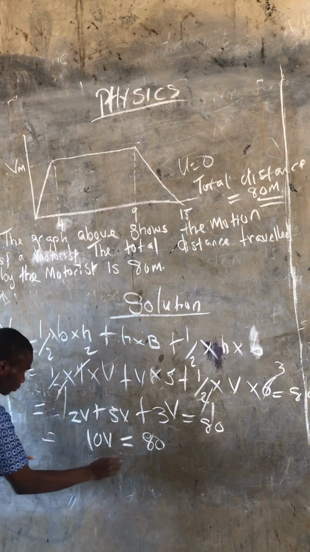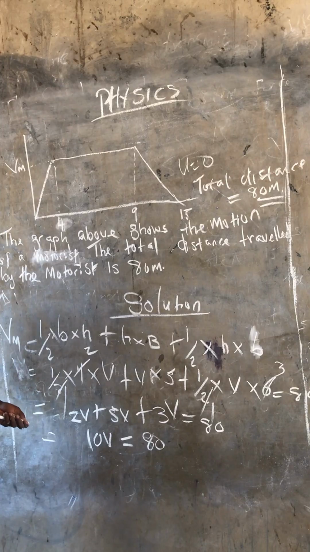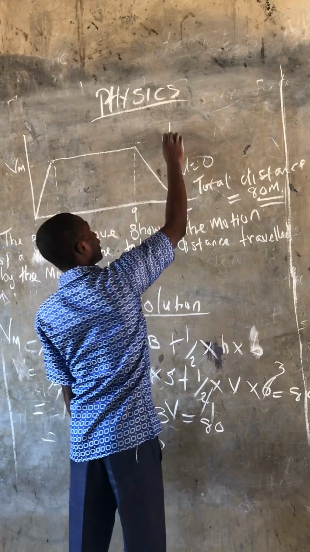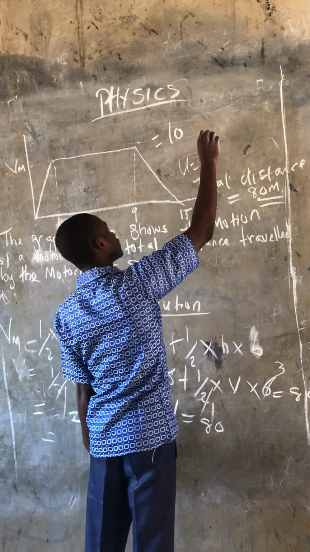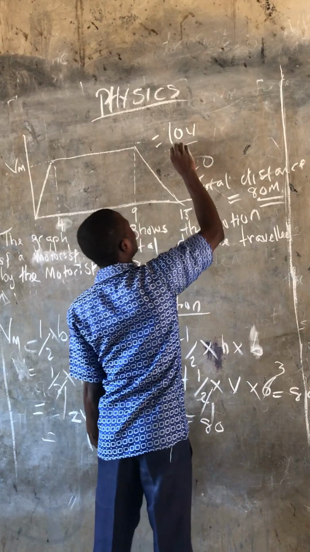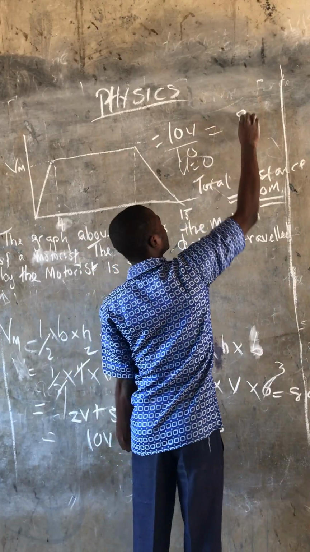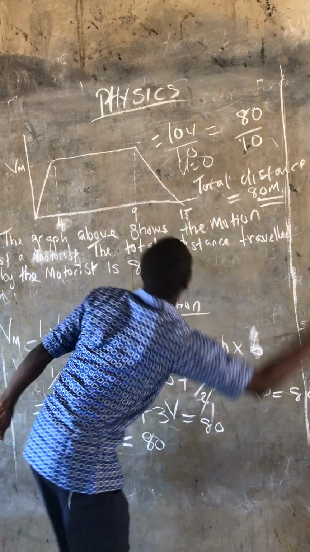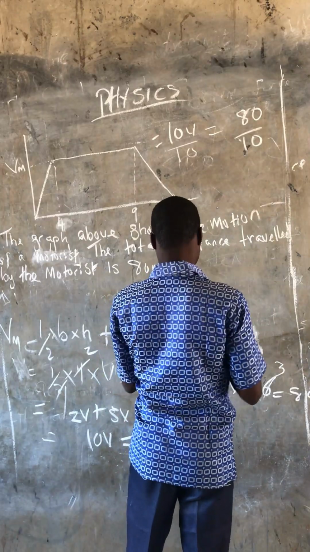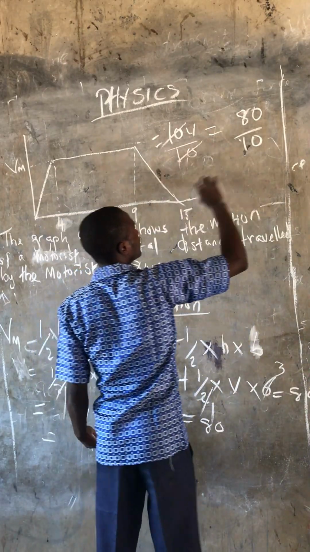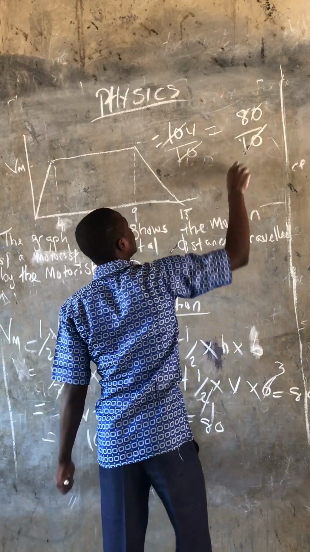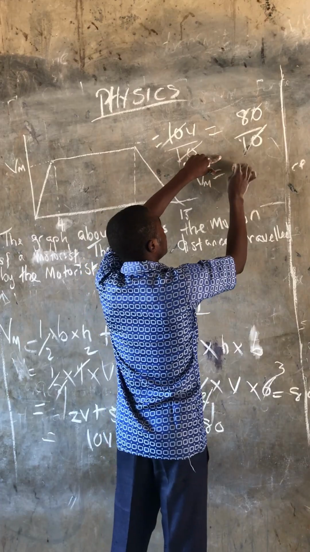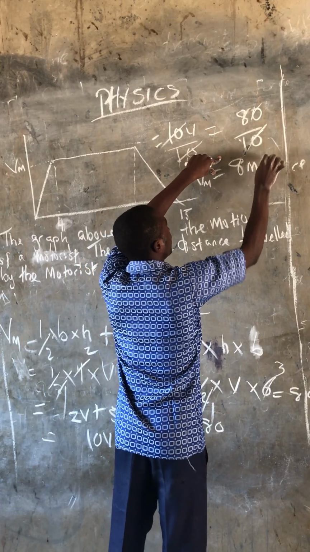To find our maximum speed, we divide both sides by 10. So 10v divided by 10 is equal to 80 divided by 10. The 10 cancels the 10, and then our v, which is the maximum speed, is 8 meters per second.